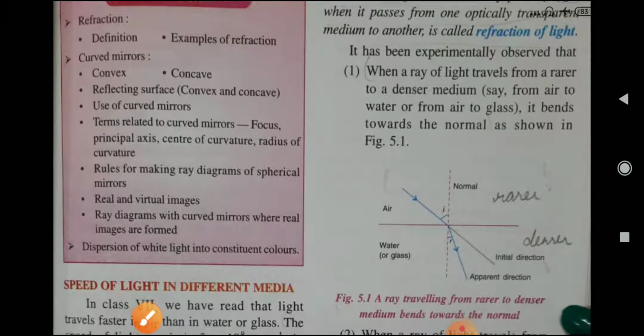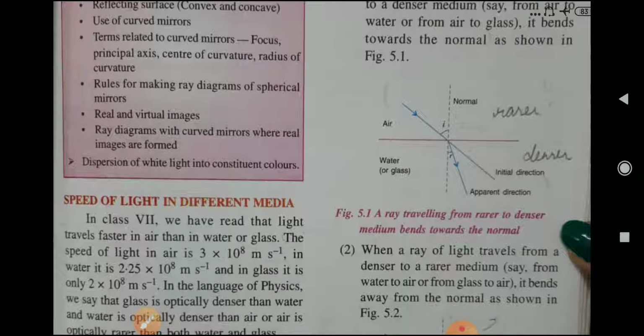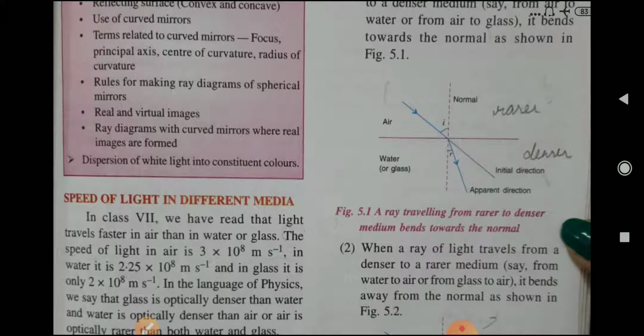But experimentally, it is observed that when a ray of light travels from a rarer to a denser medium, we can say from air to water or glass, because air is rarer than both water and glass, it bends towards the normal. Means the original path of this light ray is this one, but it will not move straight. It will slightly bend towards the normal. You can see here this normal line. Why? Because it is traveling from a rarer to a denser medium. Okay, this is the first type.